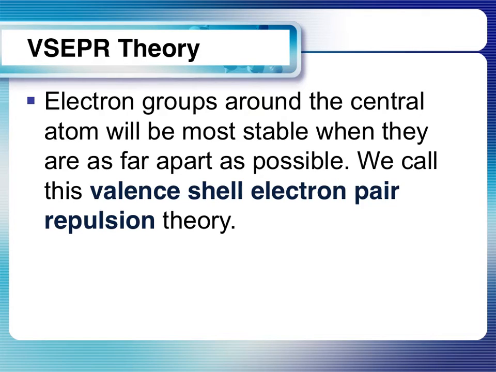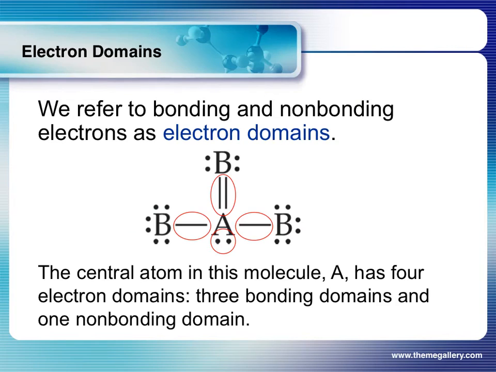The acronym for that is VSEPR, that's how you pronounce it, but that stands for valence shell electron pair repulsion theory. So the first thing you need to understand, I'm going to give you a procedure for determining the shape of a molecule, but you need to understand first of all what we mean by electron domain.